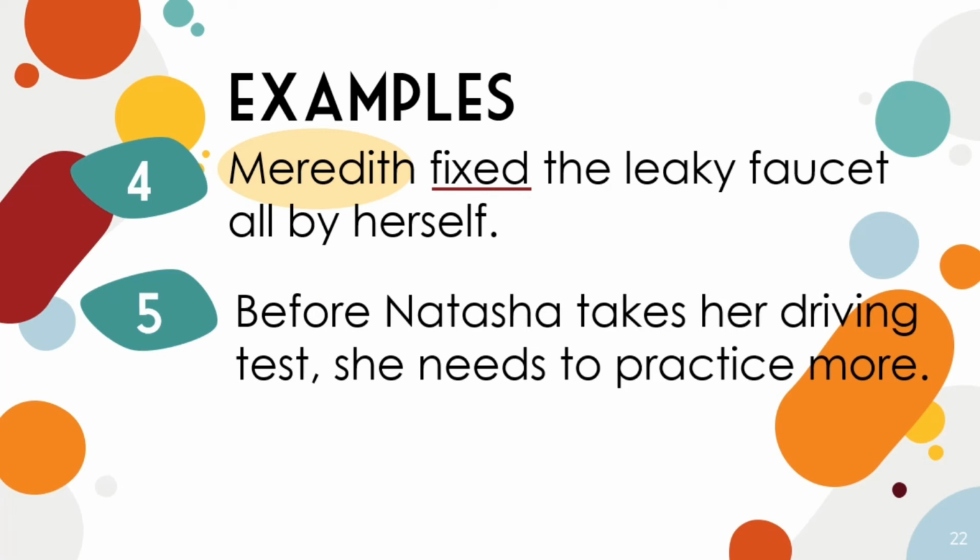For the last example: Before Natasha takes her driving test, she needs to practice more. Now, where do you think is the main clause here? Very good. She needs to practice more. We have she, which is the subject, and needs, which is our verb. Then if you read, she needs to practice more, it is a complete thought. So she needs to practice more is an example of a main clause. Now, are we clear with the main clause?